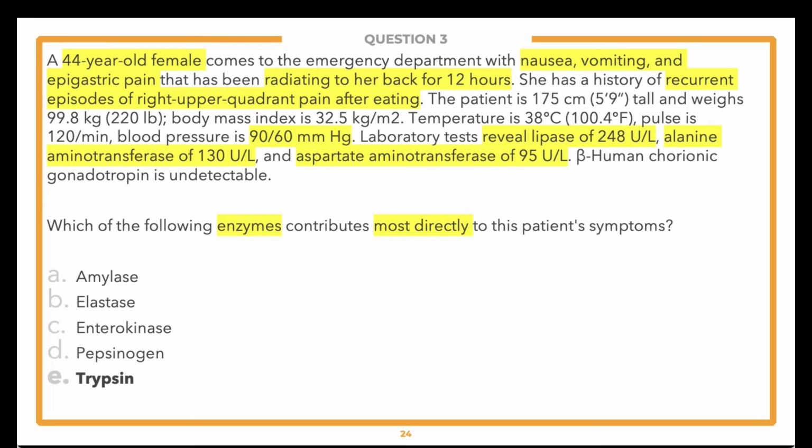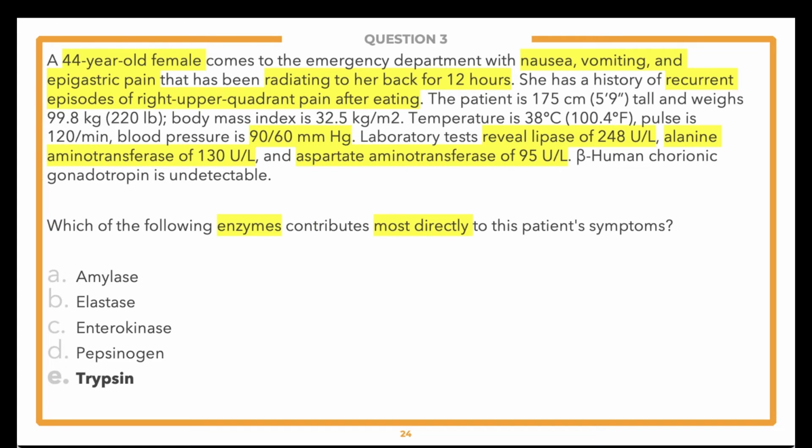Now, we know that the pancreas secretes a bunch of enzymes, and that's the main job of the pancreas. It's going to secrete enzymes to break down food. For example, lipase and amylase are both enzymes the pancreas secretes. Lipase breaks down fats, amylase breaks down carbohydrates. But it is not what's triggering it. What about elastase? Well, elastase is also secreted by the pancreas, but it's secreted in a precursor form called proelastase.